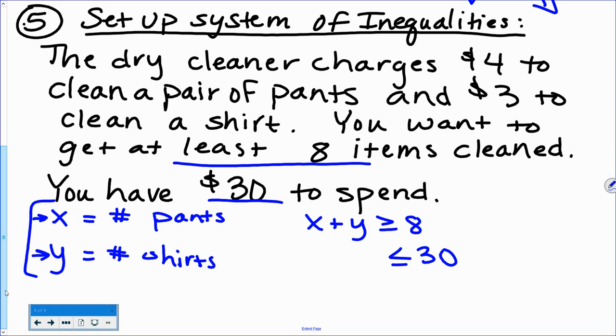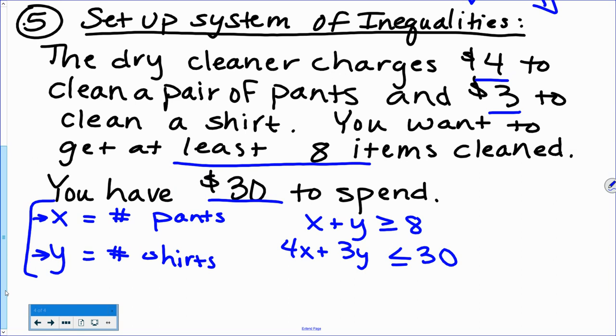All right, I need to use my variables in here as well. So we know $4 for every pair of pants that we have cleaned, plus $3 for every shirt we have cleaned, and we have to stay under $30 because that's what we got to spend on our dry clean. All right, so you'll just select the one that would make sense to go with the problem. All right, we'll do more with some word problems tomorrow, so you'll just match it.